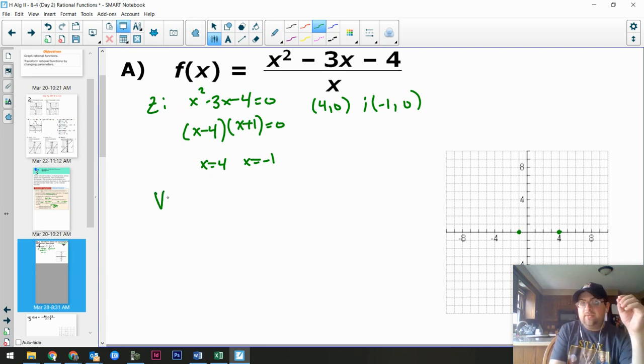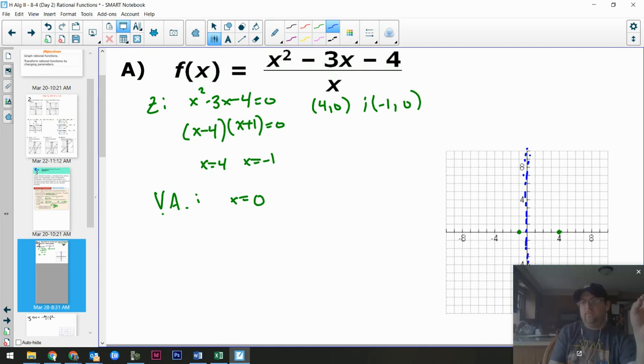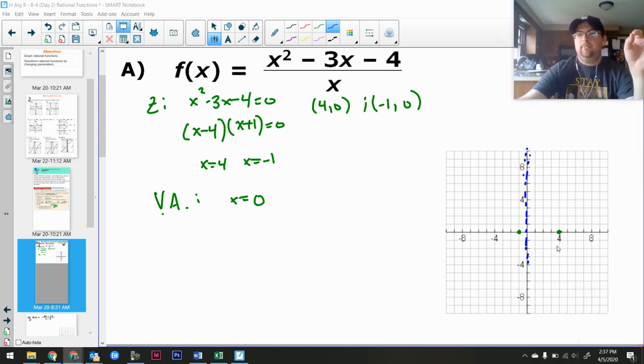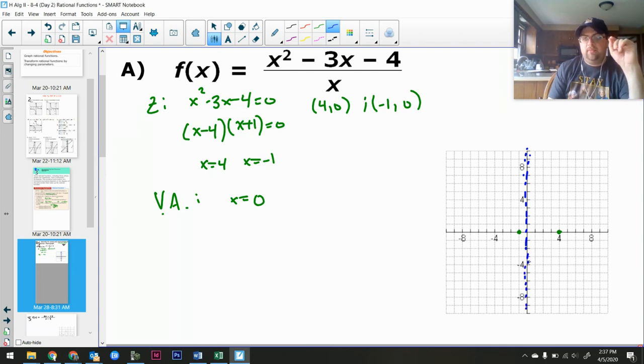Now, the vertical asymptote, same rule that we had before. The vertical asymptote is x equals whatever makes the denominator undefined, 0 in this case. x equals 0. So that means my vertical asymptote in this case is right here.